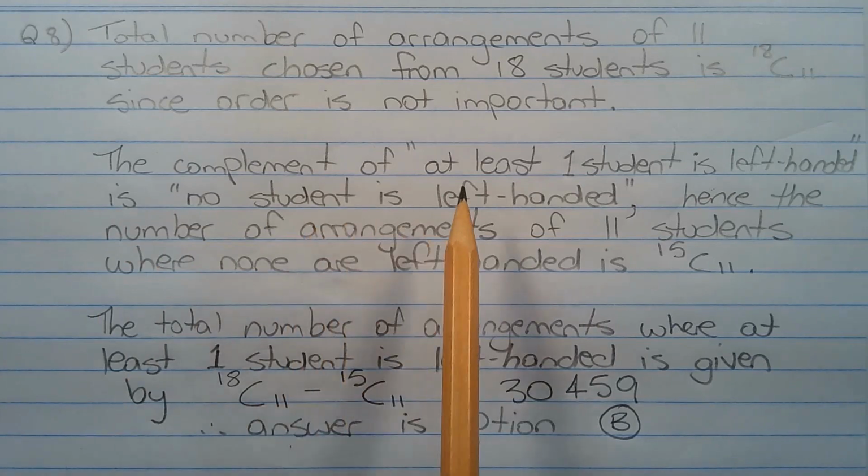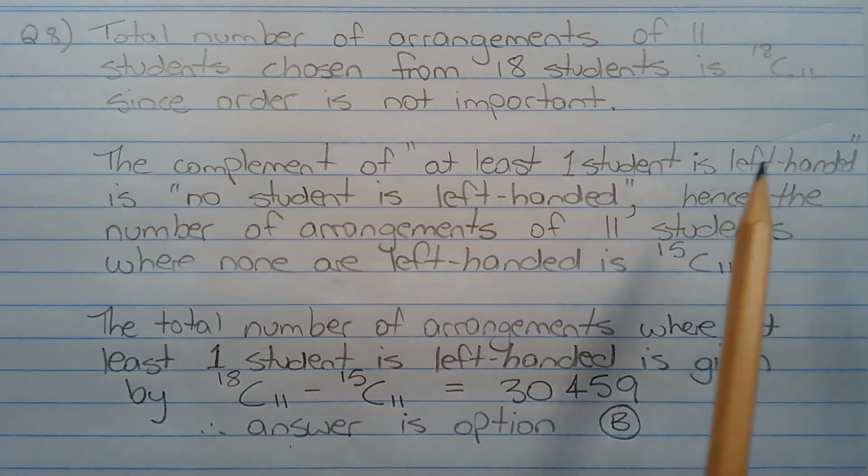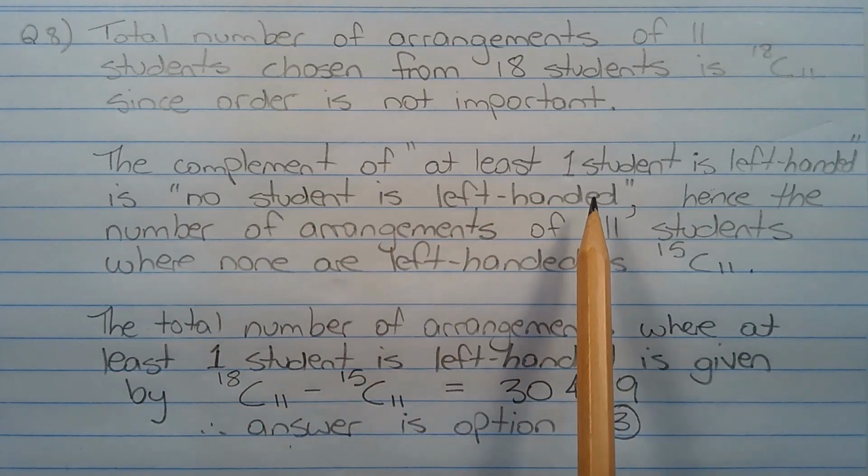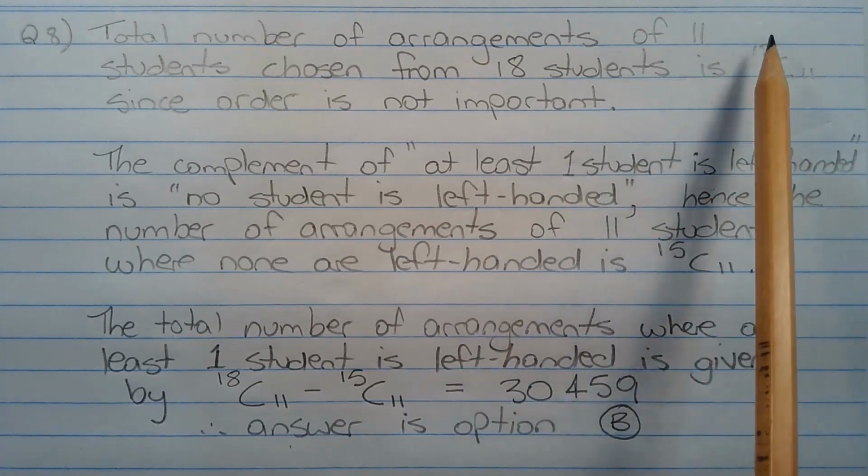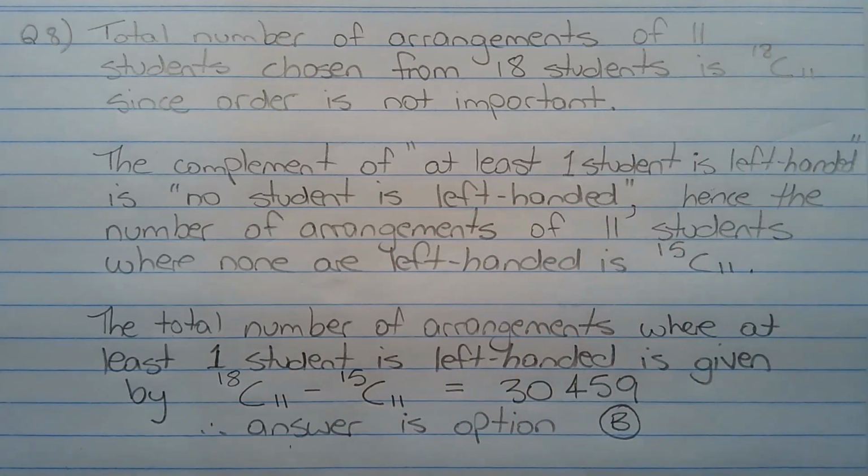Now the complement of at least one student is left-handed is no student is left-handed, and that needs to be removed from the 18 choose 11 we worked out earlier. Hence the number of arrangements of 11 students where none are left-handed is 15 choose 11. So if we take out the 3 students that are left-handed from the group of 18, we have 15 students to choose from. So the number of arrangements where no students are left-handed is 15 choose 11.